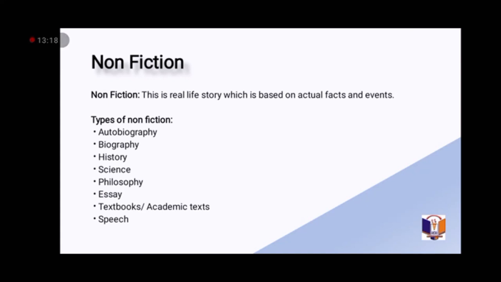Then we have history. History is another kind of non-fiction. It tells us the history of what happened, for example, the Nigerian Civil War between 1967 and 1970. Whoever tells such a story must tell us exactly what happened. Therefore, it is a real fact story. History of what happened in the past, for example, the history of the First World War, Second World War, and so on. You must tell us exactly how it happened.